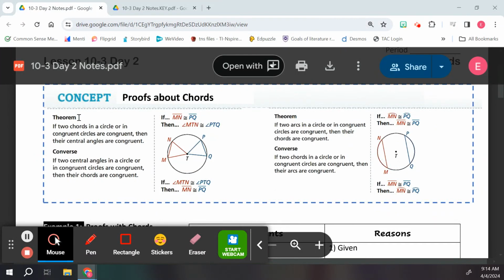Okay, so 10-3, day 2. Here's our first round of theorems and converses. So theorem: if two chords in a circle or in congruent circles are congruent, then their central angles are congruent.